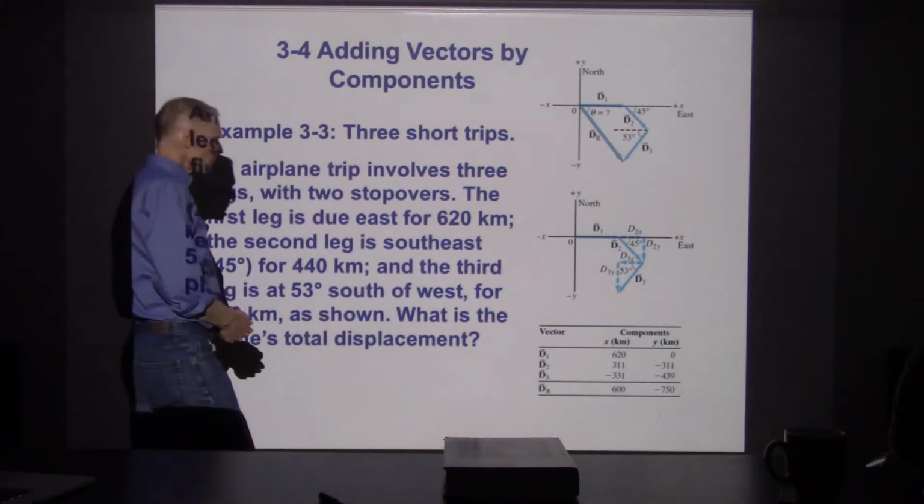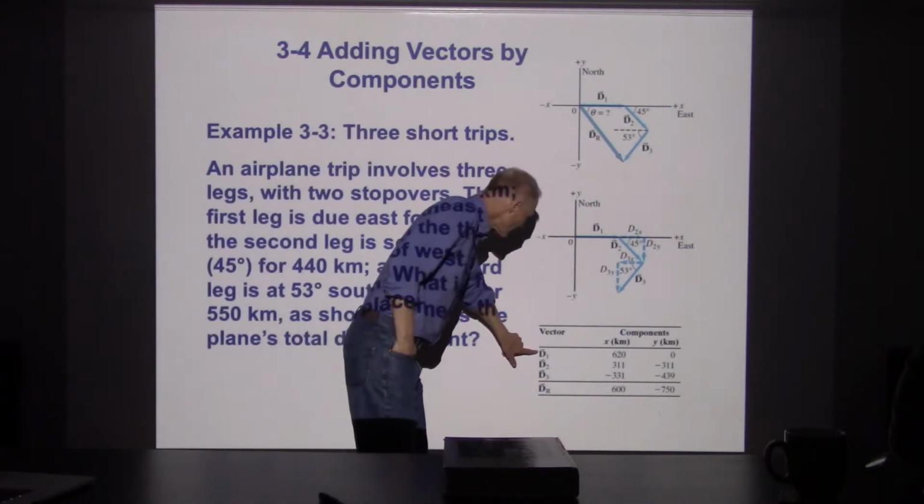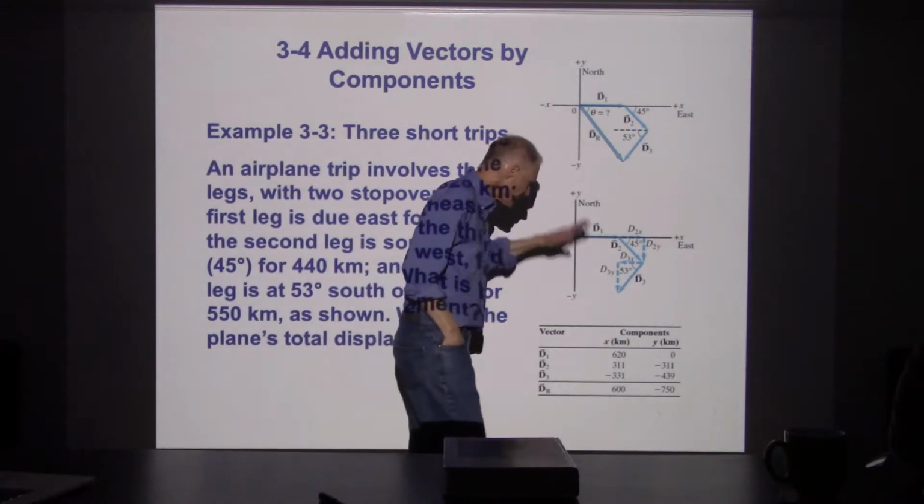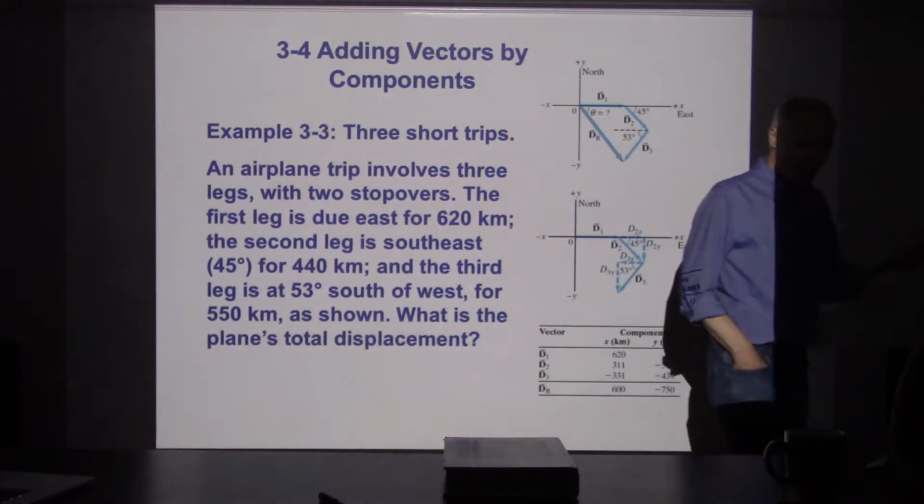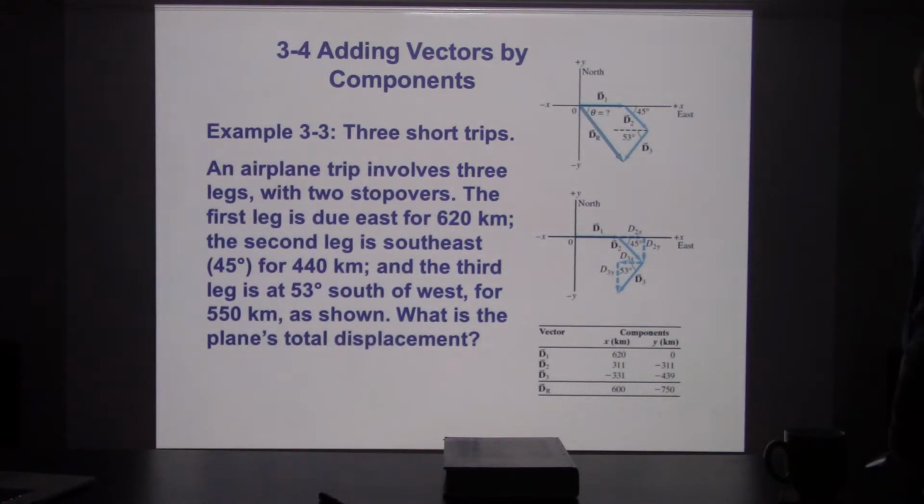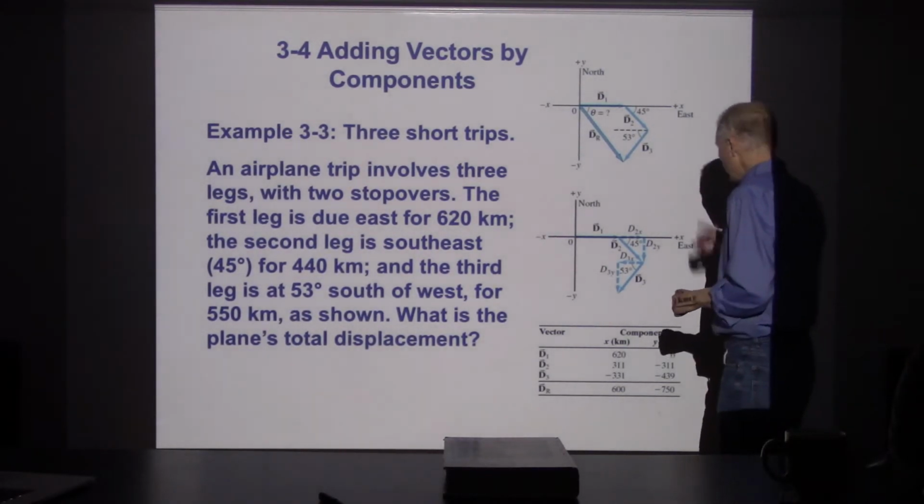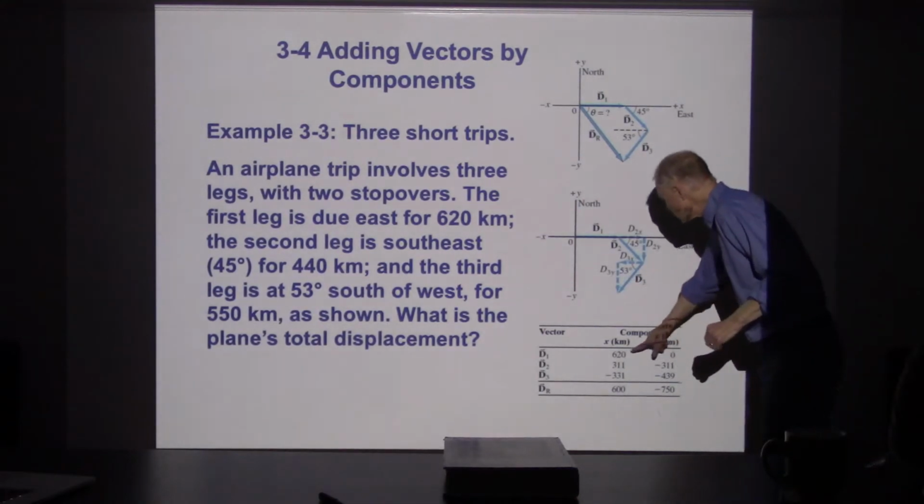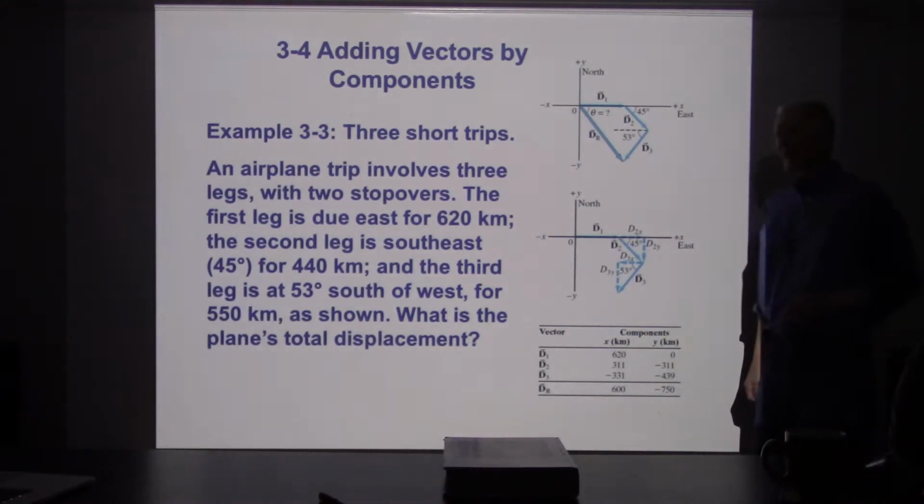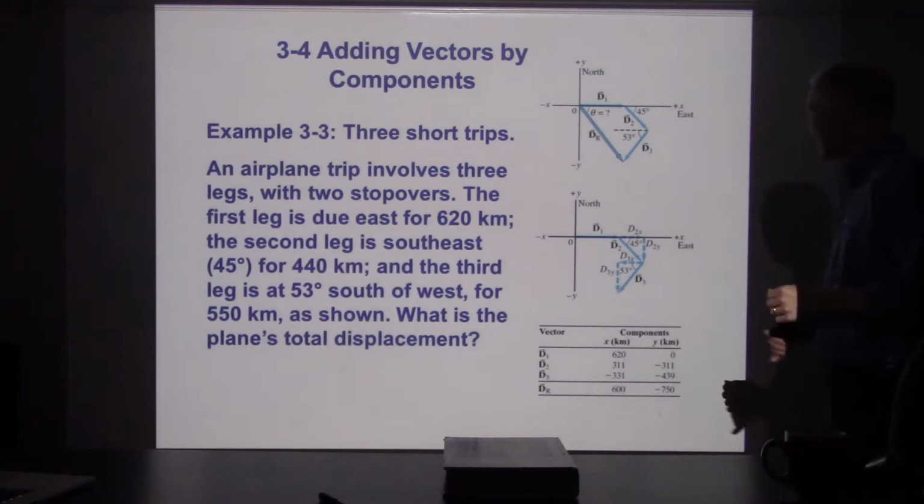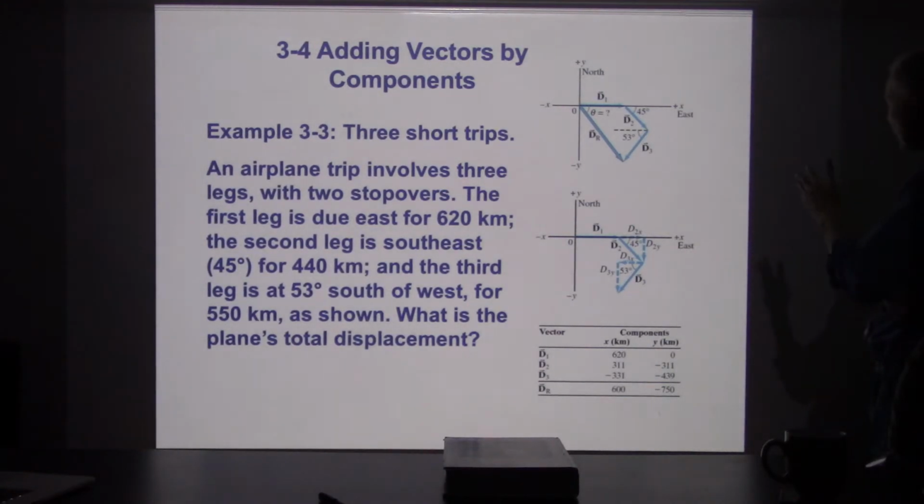So let me just step aside here. For each vector, they've listed how much of that vector is in the x direction and how much of the vector is in the y. So what are the components? The first one was easy because it was exclusively in the x direction. So 620 kilometers in the x, nothing in the y.